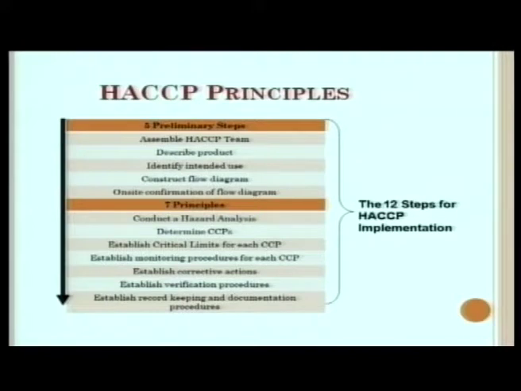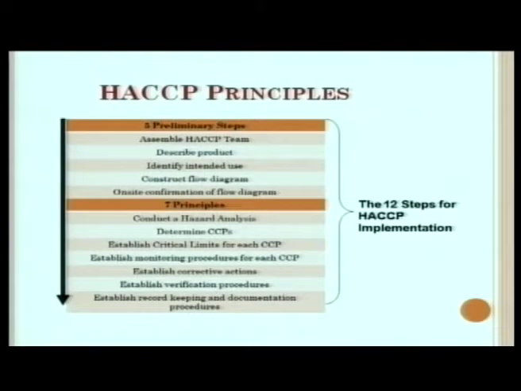Now, to understand the International Standard on Food Safety ISO 22000, it is once again important to review the HACCP principles, which comprise 5 preliminary steps and 7 principal steps. These are the total 12 steps of HACCP implementation. The 5 preliminary steps include assembling the HACCP team, product description, intended use, construction of the flow diagram, and on-site confirmation of this flow diagram.